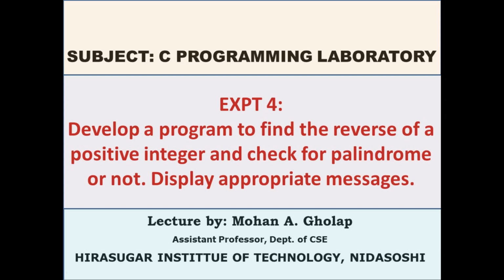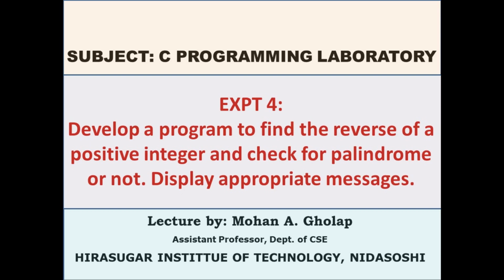Palindrome means whenever you reverse a number, if you get the same number, then that number is called a palindrome. The same thing is true for words also. So the example number is like if you have 1221. If you reverse this, you will get the same number, that is 1221. So that's why such numbers are called palindrome.